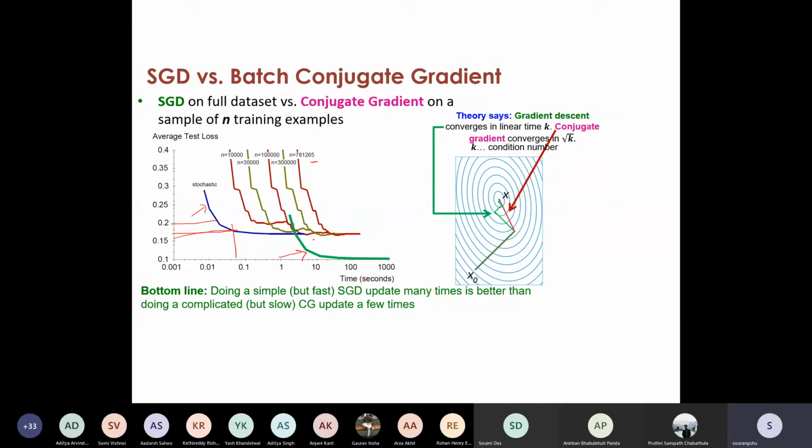Okay, but after a while it just saturates. So for example, gradient descent will be able to reach 0.1, okay, but you don't really need this. So if your test loss is here, you are good enough in many machine learning applications, okay.